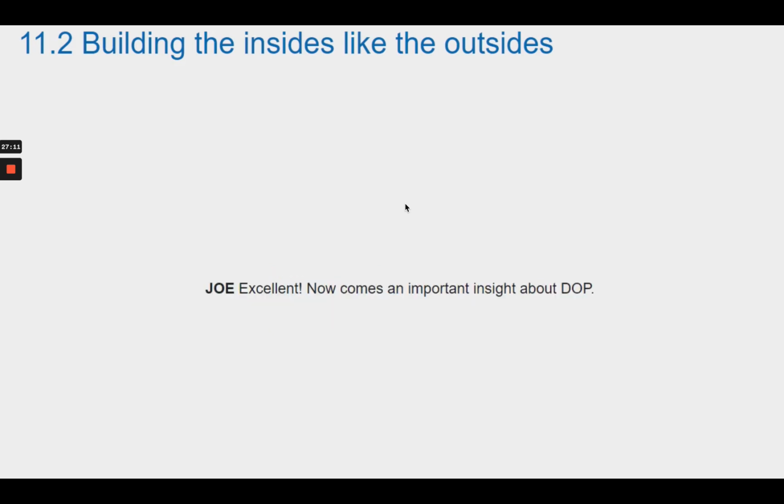Joe: Excellent. Now comes an important insight about DOP. Theo: I'm all ears. Joe: We should build the insides of our systems like we build the outsides. Theo: What do you mean? Joe: How do components of a system communicate over the wire?